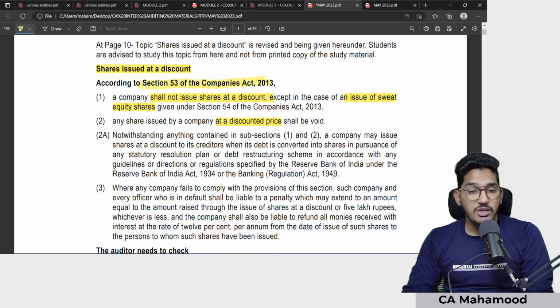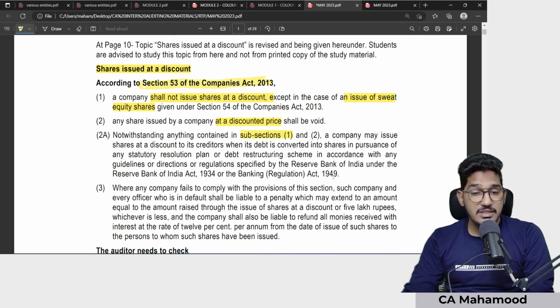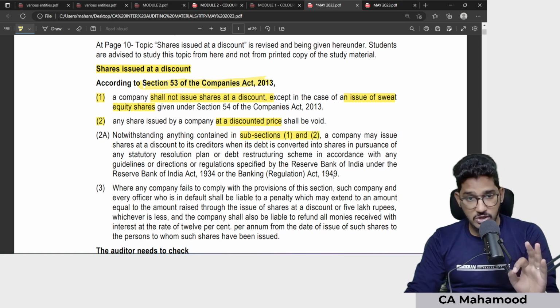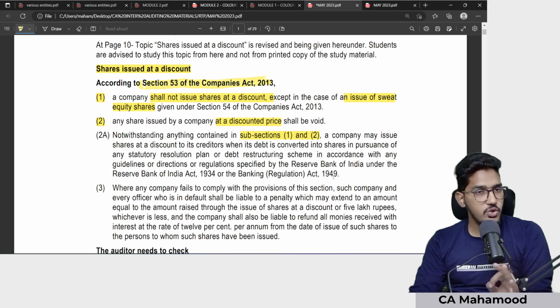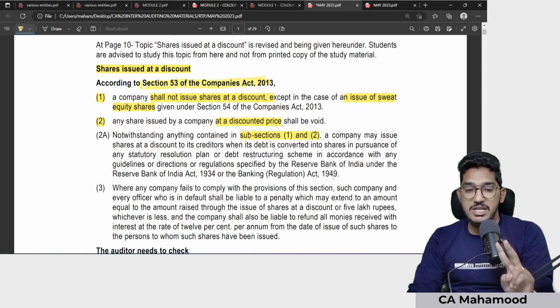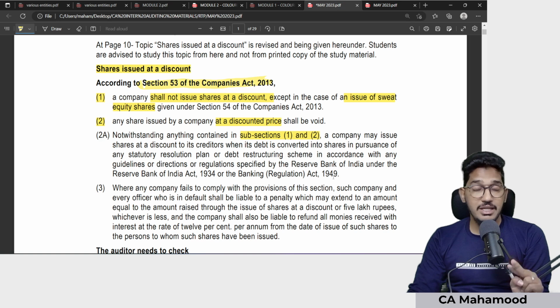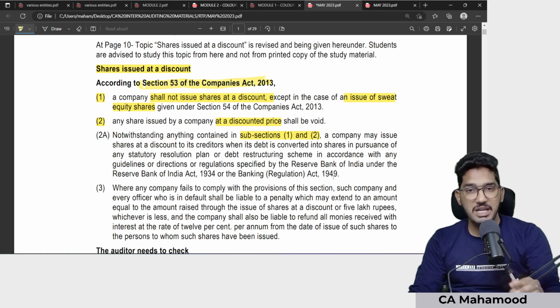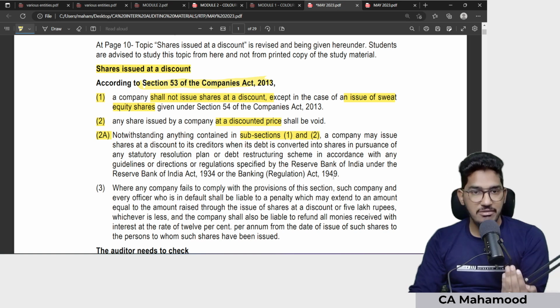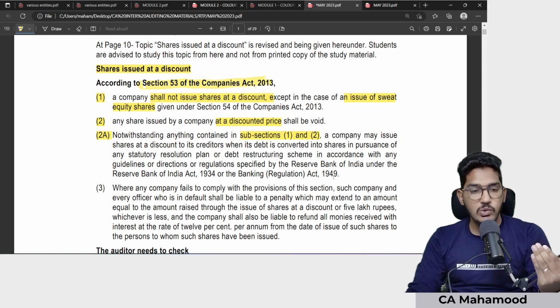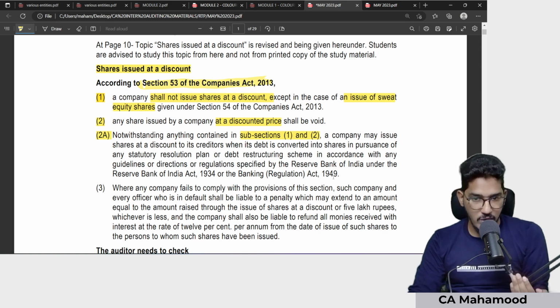Next one: notwithstanding anything contained in subsection 1 and 2. That means ignoring the content in subsection 1 and 2, now they are adding one more condition. Let us see what that is. Subsection 1 says, except in the case of sweat equity shares, you can't issue shares at a discount. Subsection 2 says, if you issue the shares at a discount, that will be completely void. Now they have added one more subsection, subsection 2A. In that they are saying that now ignore whatever we have told in subsection 1 and 2, and let us see what subsection 2A says.